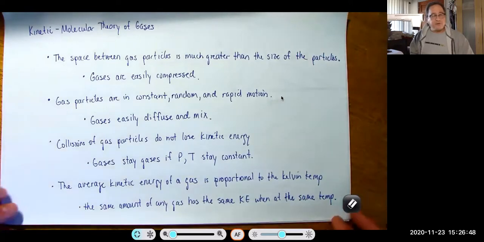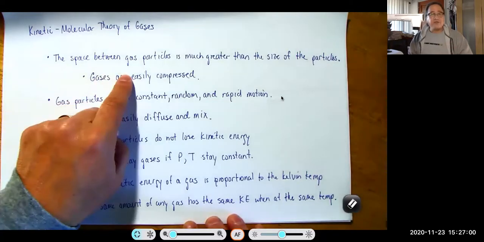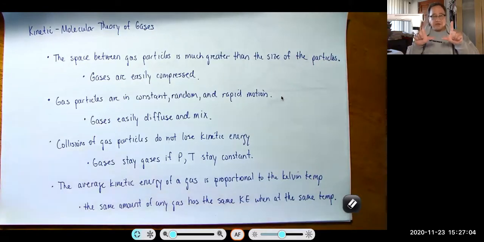So the book gives you three parts for the kinetic molecular theory of gases. I give you four parts, and I want you to remember these four parts. So first of all, the space between gas particles is much greater than the size of the particles. If you look at the boxes I've drawn that show gas particles in a box, there's a lot of space between the gas particles.